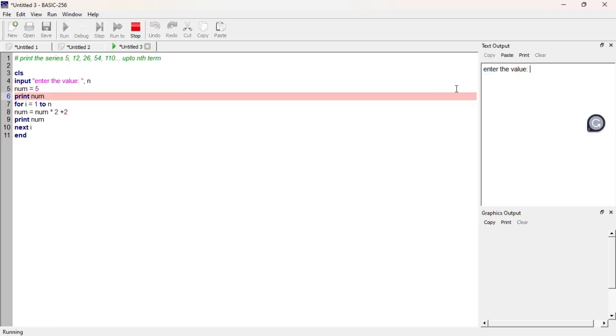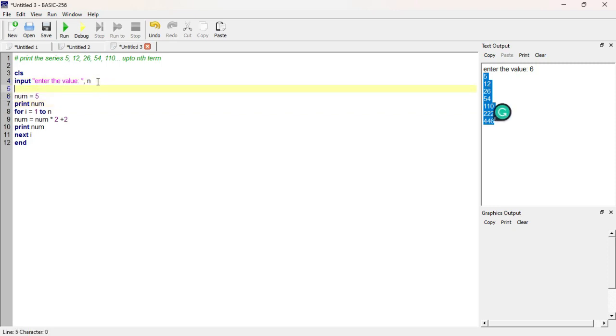But one more problem arises. If I write till the 6th term, 7 values will be printed. So what can we do? Again we can write another statement that will be n is equal to n minus 1. So whatever the value you input for n, suppose I input 6, then the n value will become 5. Let's check. If I write 6, exactly 6 values will be printed.